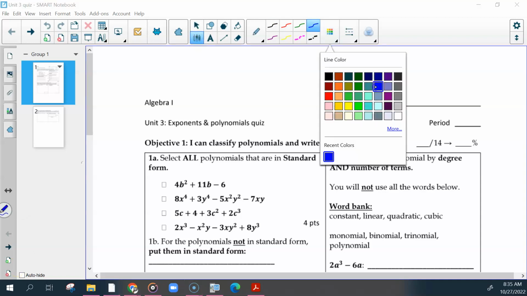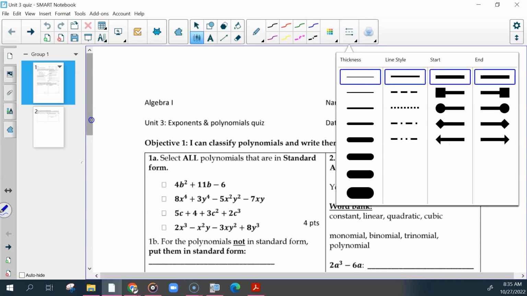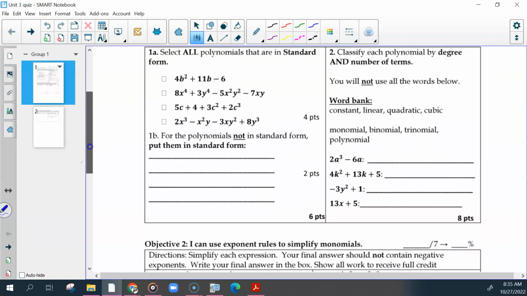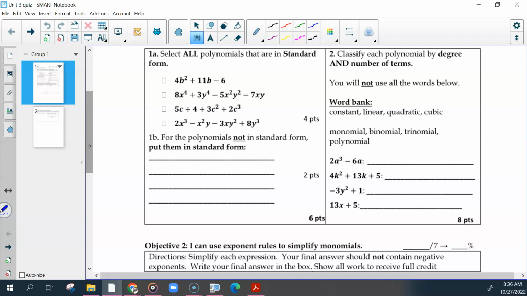For the most part, we did fairly well with the first section. Some of us got confused with some of the words. This was also my mistake. So here, polynomials is also the general term for all of these. So all of these fall under the branch of, or the umbrella of, polynomials. Some of you were confused because this is a trinomial, but that's also a polynomial as well.